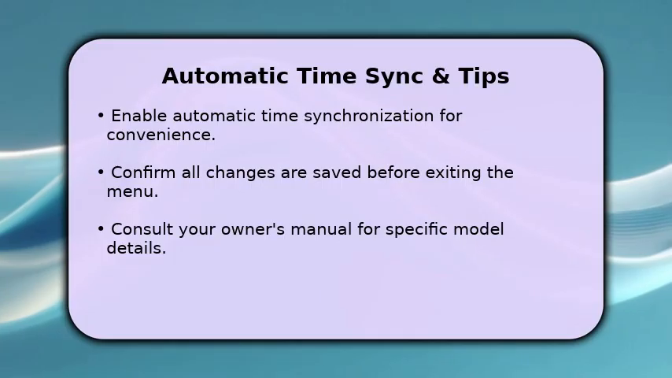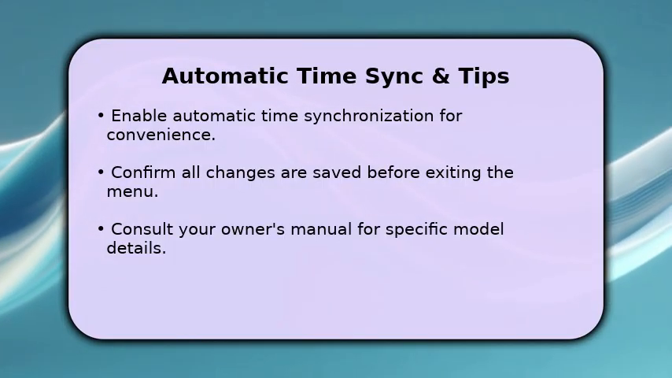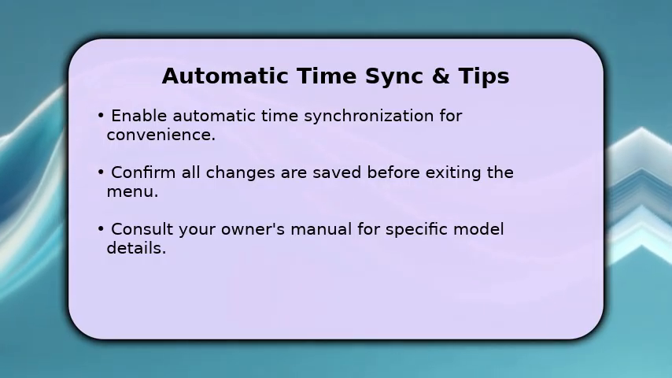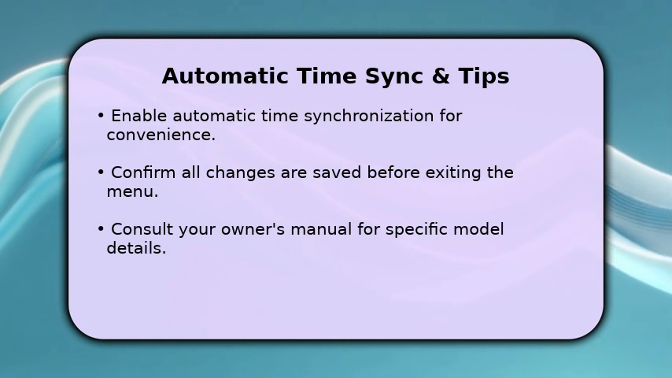Many Audi Q7 models offer an automatic time synchronization feature, often linked to GPS. Enabling this can save you from manual adjustments, especially during daylight saving changes.